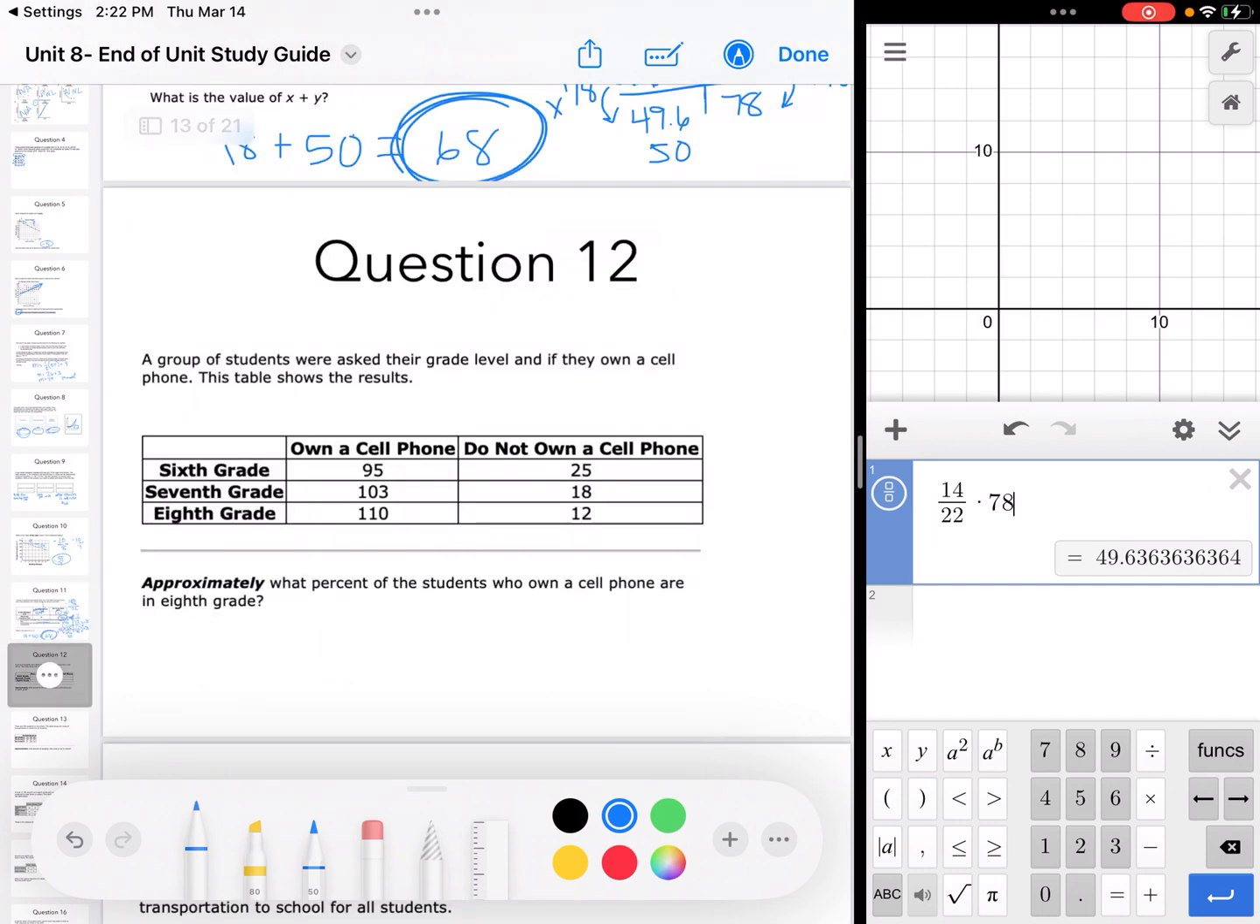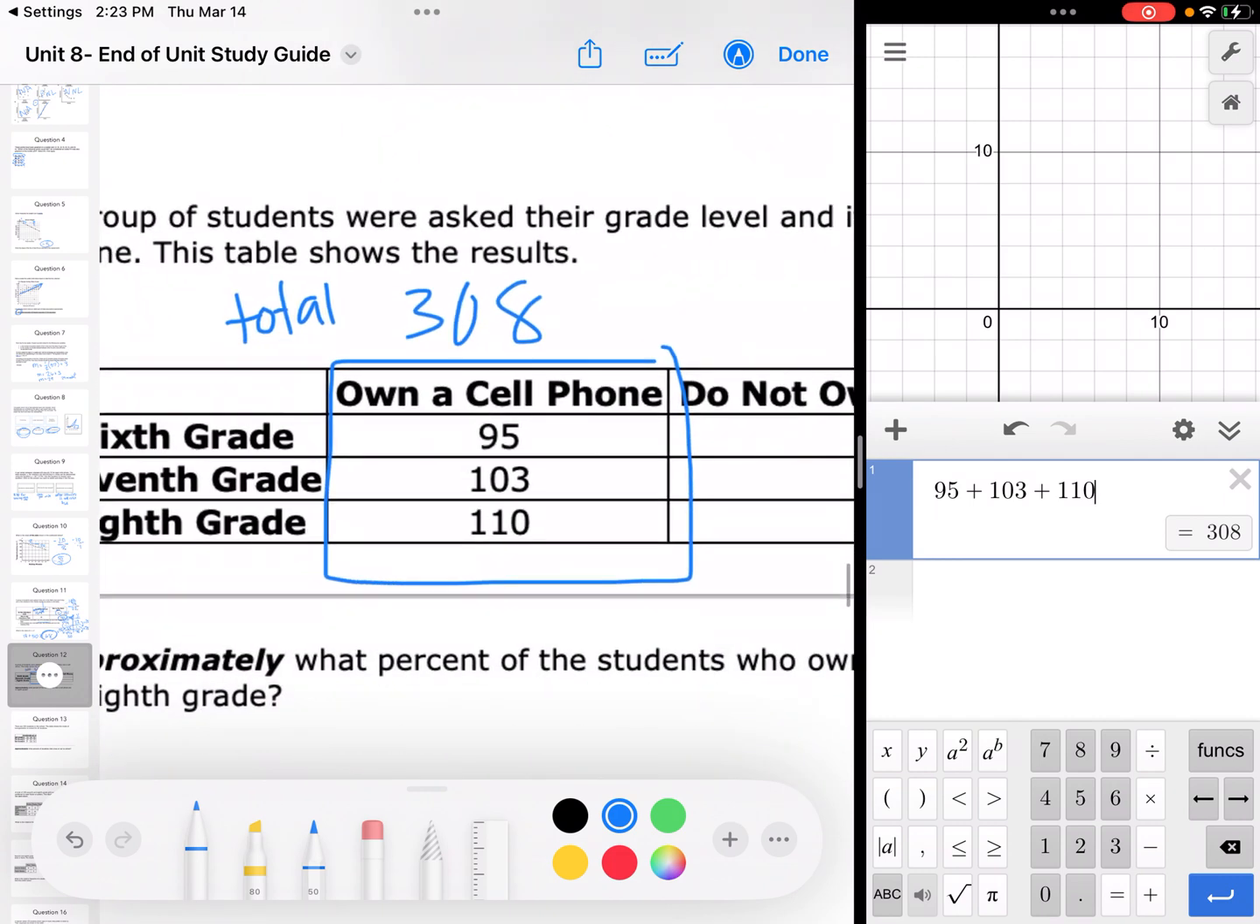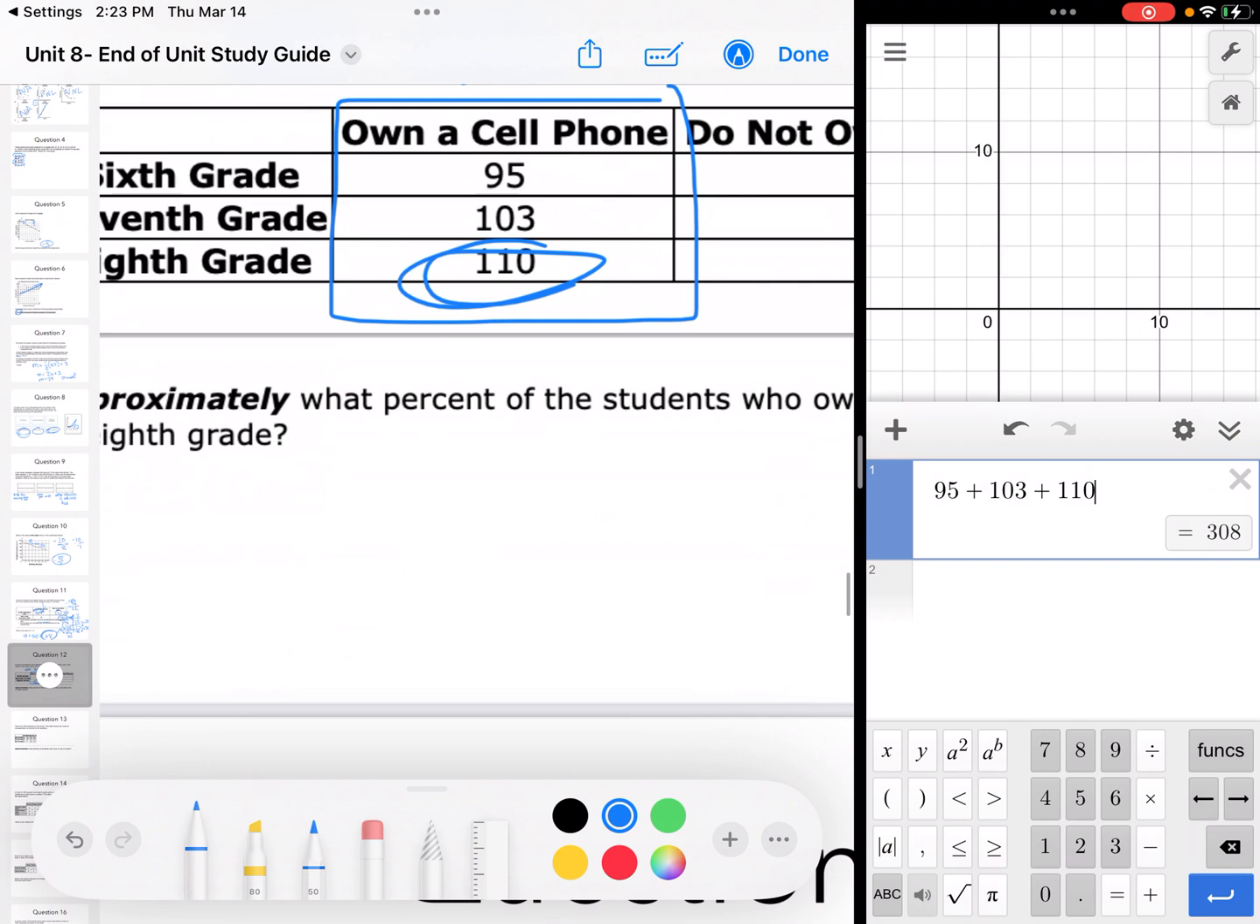All right, approximately what percent of the students who own a cell phone are in 8th grade? So you have to own a cell phone and you have to be in 8th grade. So I've got to figure out that total. So it's going to be 95 plus 103 plus 110. So that's 308. And in 8th grade. So the ratio is going to be 110 divided by 308.